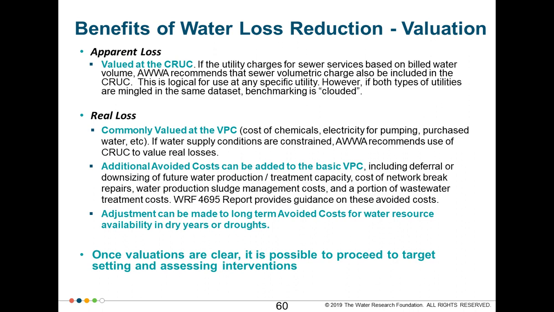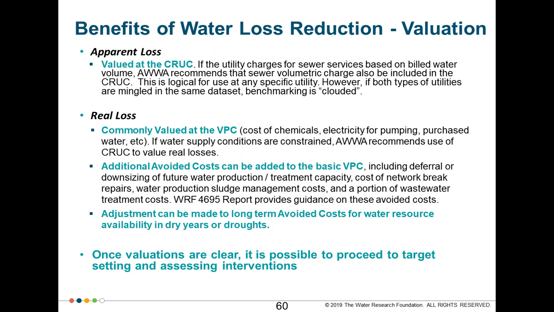Okay, I'm going to move now into target setting and planning. And the first step is to have a clear idea of the value. In other words, as my colleague Gary says, how much are the gallons worth? And the standard thinking, although this is still subject to some discussion, is the CRUC is the primary valuation basis of apparent loss, although handling sewer charges is important to be clear on and clearly labeled.